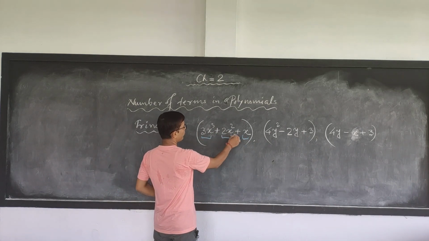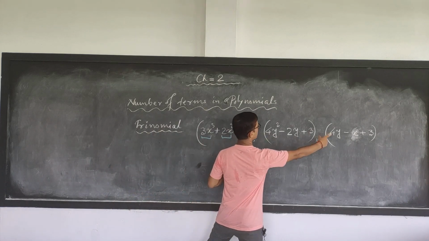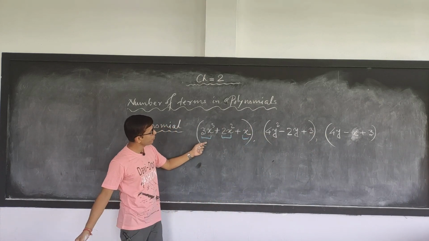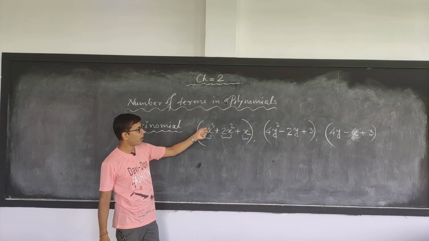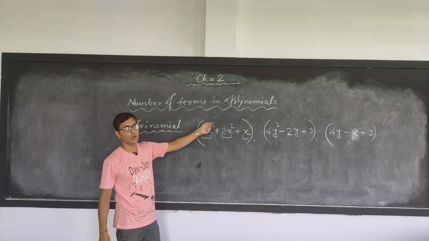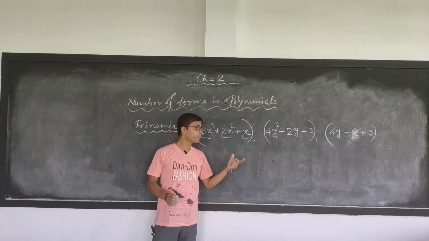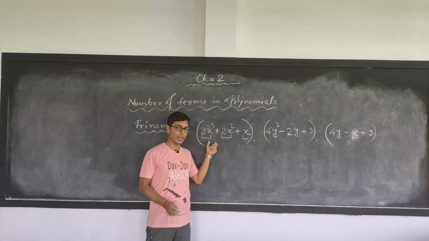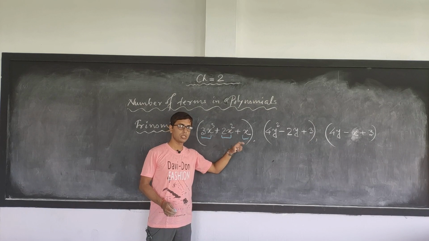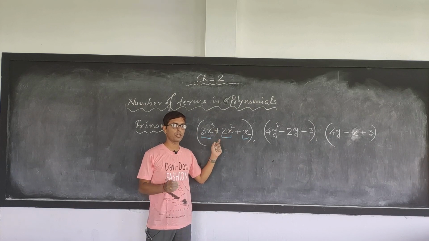Now this is a trinomial, this is a trinomial, this is also a trinomial. Now what type of trinomial is this? It is a trinomial of highest power 3, so it will be a cubic trinomial. Since the degree of this polynomial is 3, it is cubic, and since there are 3 terms, it is a trinomial. So cubic trinomial.